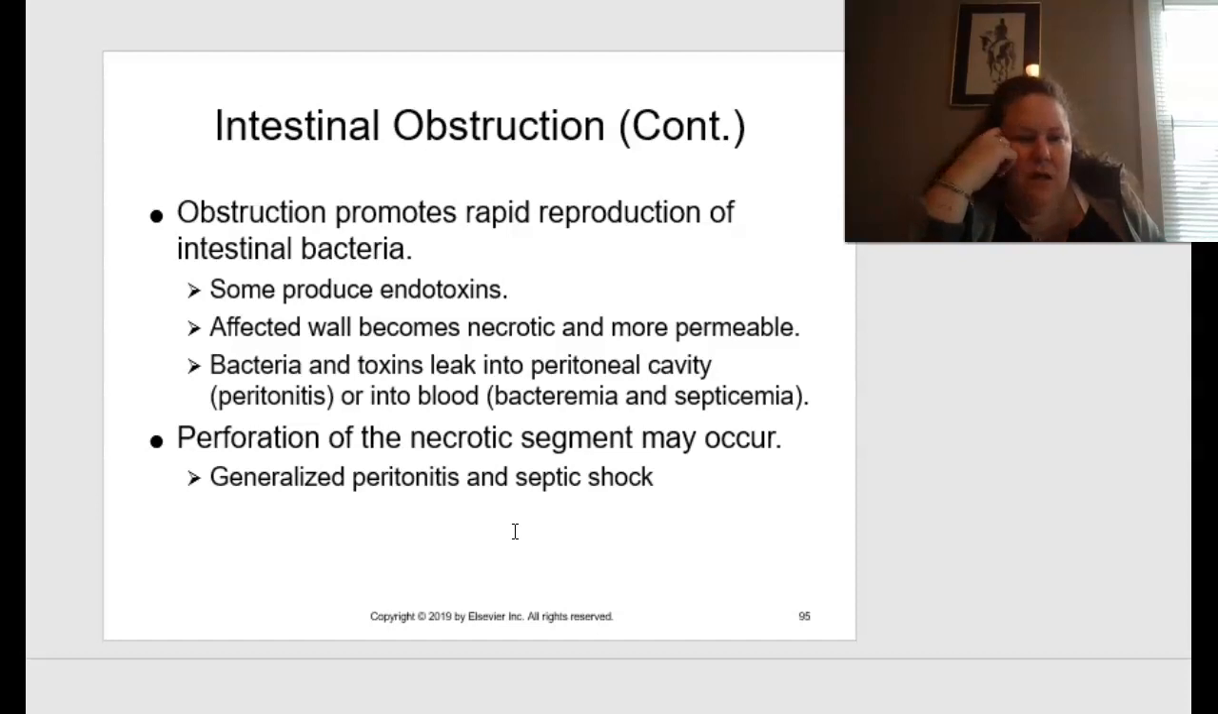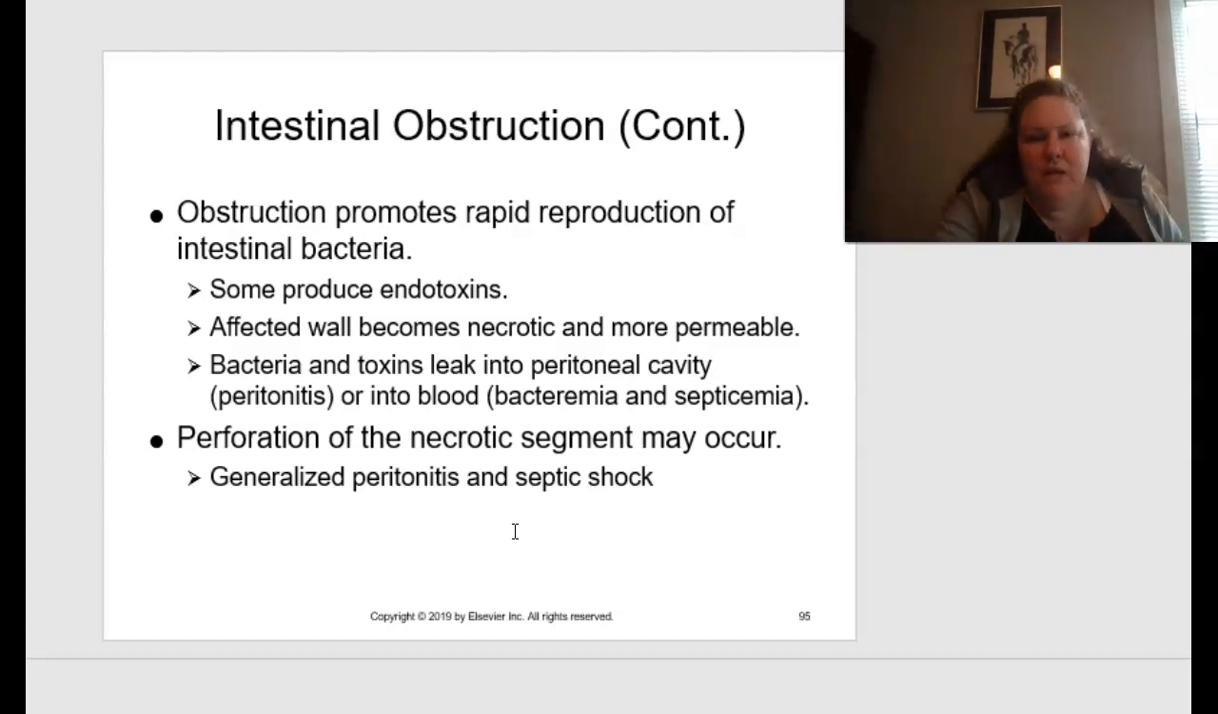The obstruction is going to promote rapid reproduction of the intestinal bacteria, and some produce endotoxins. The affected wall becomes necrotic and more permeable, and therefore, because of the permeability increase, the bacteria and toxins can leak into that peritoneal cavity, which is called peritonitis. It's causing an inflammation of the peritoneal cavity, or into the blood, which can cause bacteremia or septicemia, both not very good. And then perforation of the necrotic segment can occur, and this can cause generalized peritonitis and septic shock to occur.